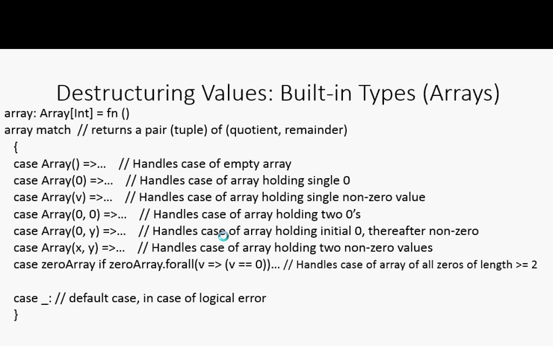If 0 array dot forall this... Checking if the array is 0? Yeah, check if the entire array is 0. In that case, we'll handle it here. How would I refer in here to the array? What would I use as my name for the array? I could use 0 array, right? I could actually use this array up here, but it's not as nice.